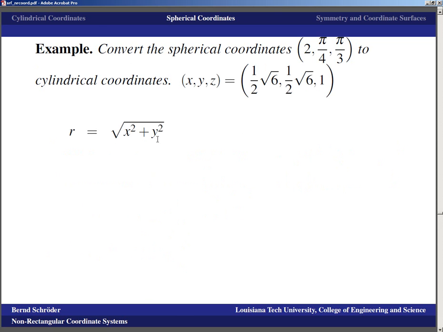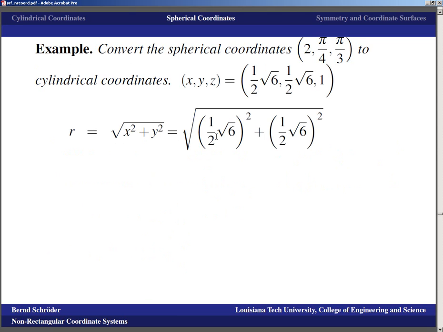That means that r is the square root of x squared plus y squared, which is the square root of (1/2 root 6) squared plus (1/2 root 6) squared. Let's see, if we square that, we get 6 over 4, which is 3/2. So it's the square root of 3/2 plus 3/2, which is the square root of 3.